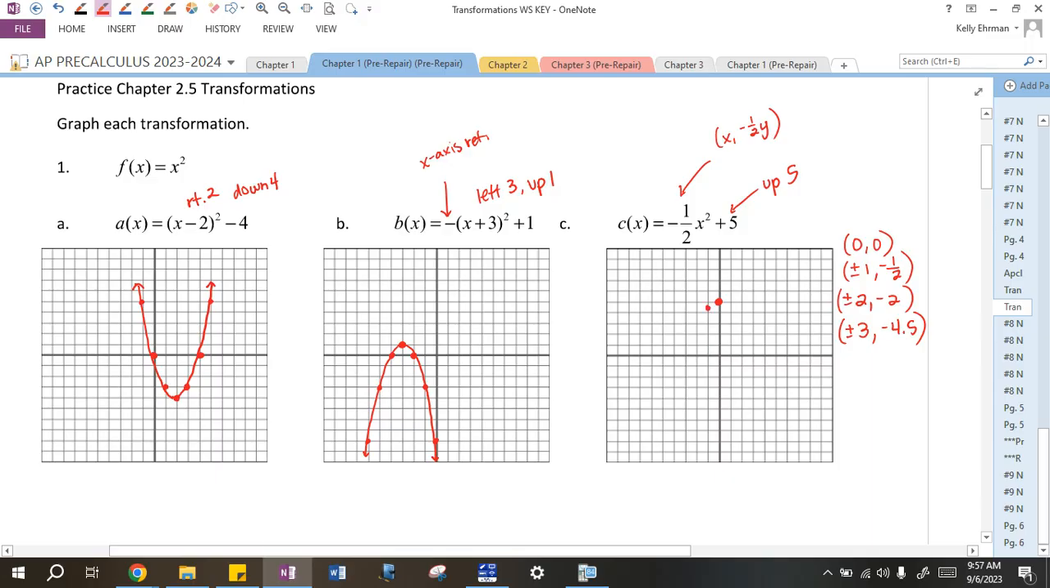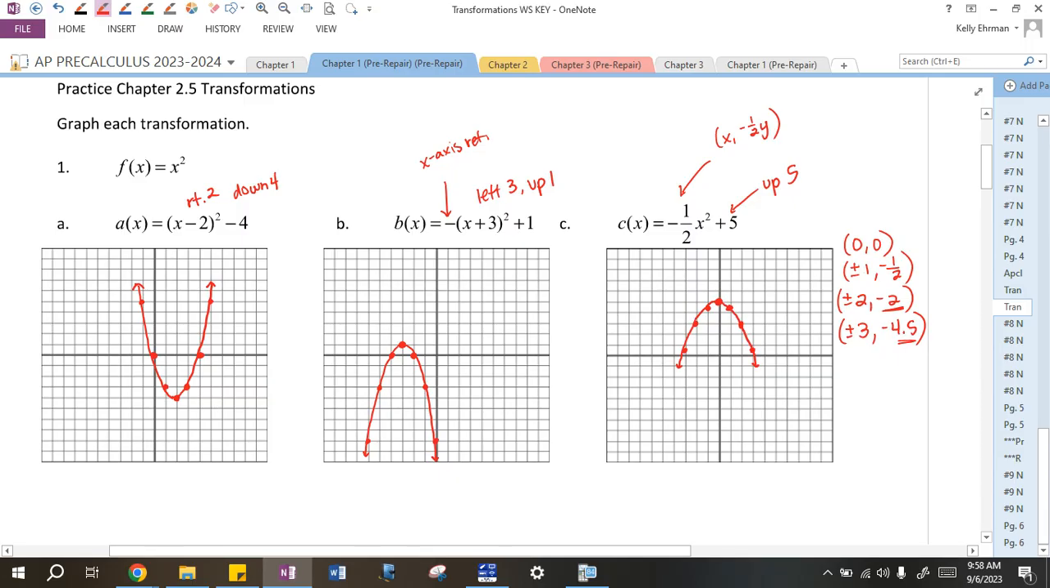Or I would just say, okay, from the vertex, I'm going down a half unit. And then again, from the vertex, I'm going over 2, down 2, instead of over 2, down 4. Over 3, down 4.5. So you should be just above the x-axis there. And that's as far as I'm going to go. That's accurate enough.